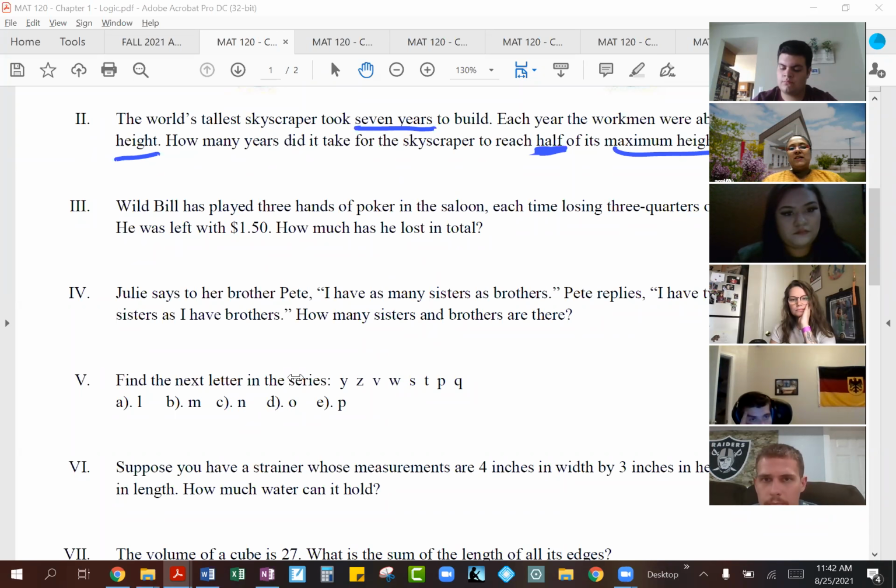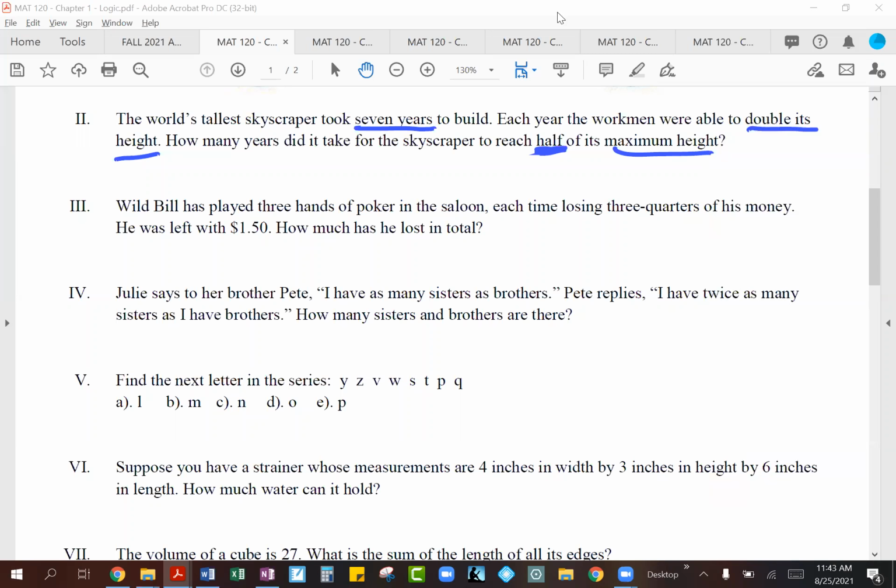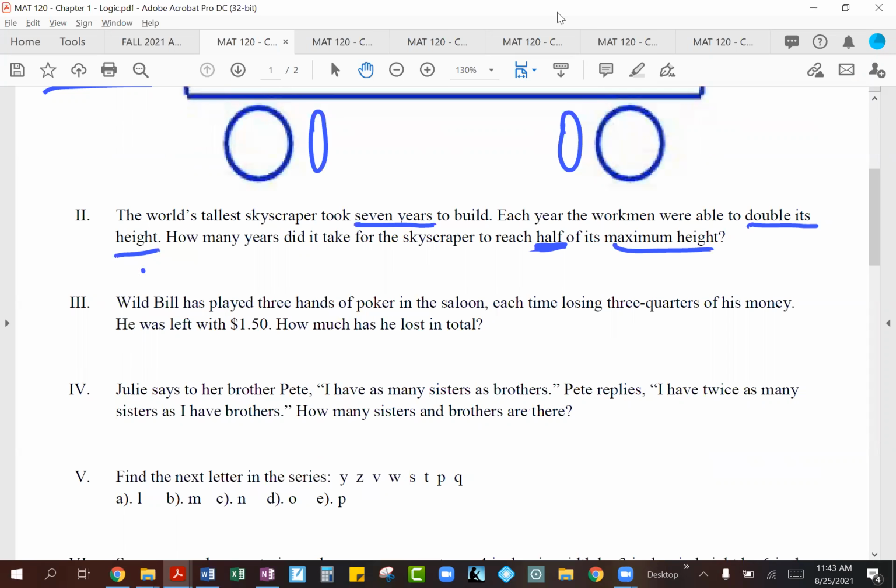Okay, so again, the question was, it takes 7 years for the entire building to be built. Every year, the height of the building is doubled, right? So think about this. If in the first year they built, and we're just gonna do a basic example here, let's say they built 10 floors. If they are doubling the height, then in the second year they will have built 20 floors, but basically the idea is it's 20 floors plus the original 10 that was built. And then they're doubling it again from there.